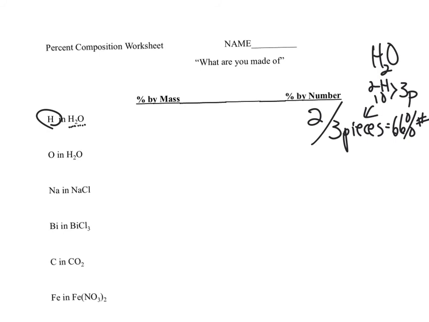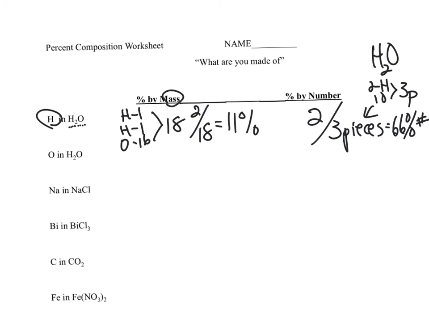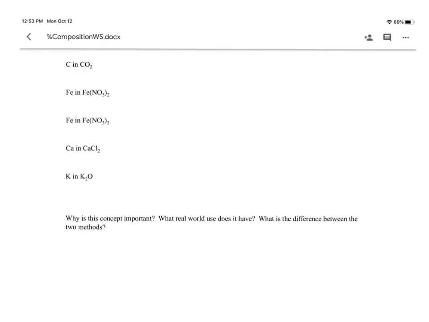Now, on the mass side of things, we're going to have to go and find our periodic tables. And when I go to the periodic table, I find out that hydrogen weighs 1. There are 2 hydrogens, and oxygen weighs 16, giving me a grand total of 18. 2 of 18 is the number we're looking for. And after doing the math there, I come up with roughly 11% of this compound by mass is hydrogen.